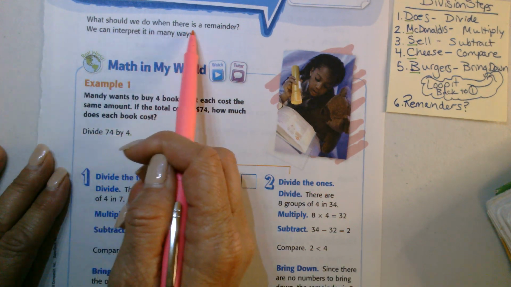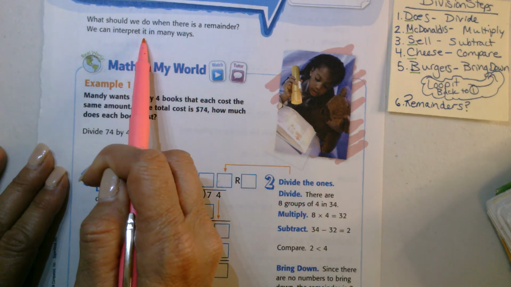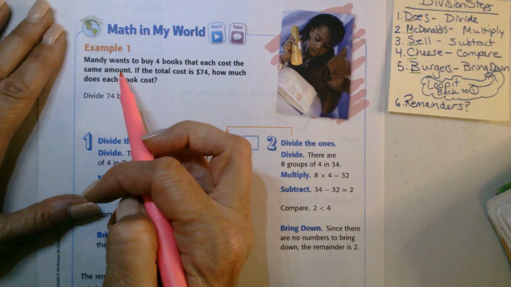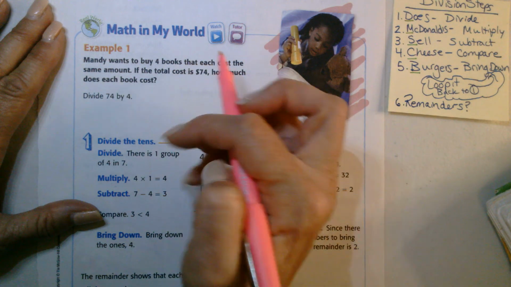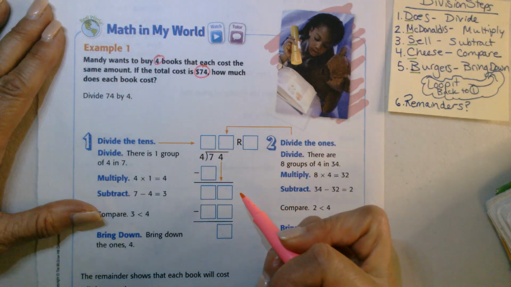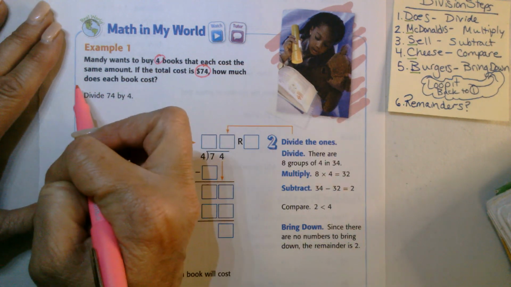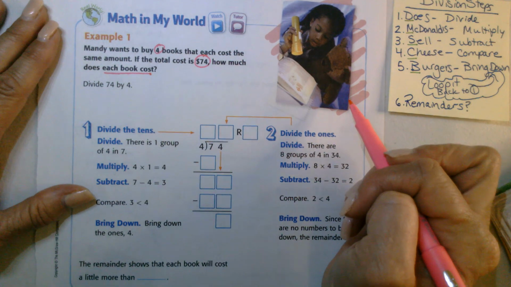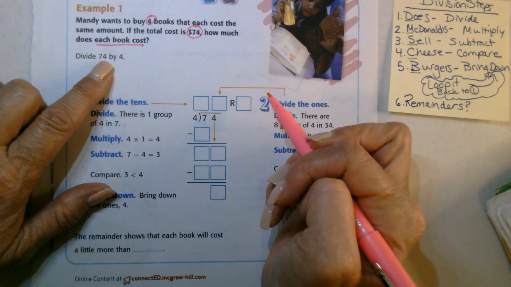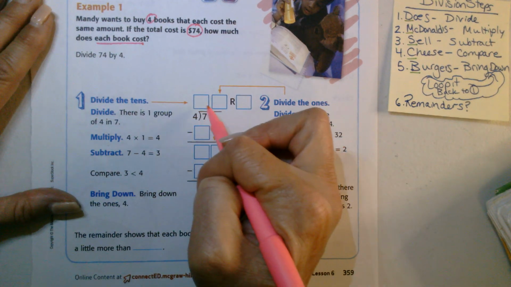What should we do when there is a remainder? We can interpret it in many ways. So let's look at example 1. Mandy wants to buy 4 books that each cost the same amount. If the total cost is $74, how much does each book cost? That's what we're trying to find out, the price of each book. So my problem is going to be 74 divided by 4. It's set up here for us.